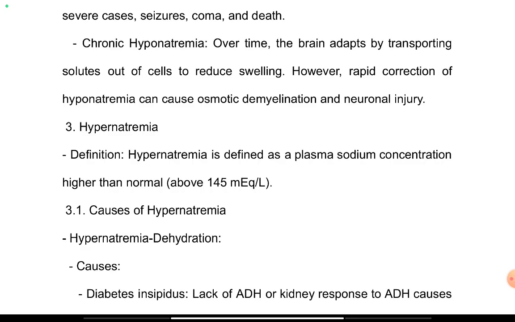So when there's osmotic demyelination, that will result in neuronal injury. When you get to the action potential and resting membrane potential, you will appreciate why myelination is important in signal transmission. When there's demyelination, signal conduction will be slow. There won't be saltatory conduction, and that will translate to neuronal injury. So get it right.